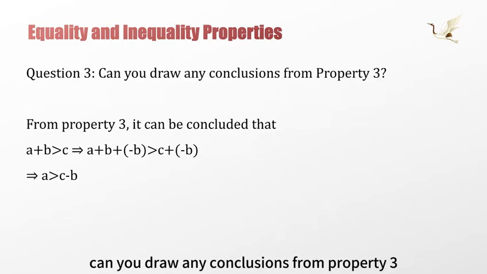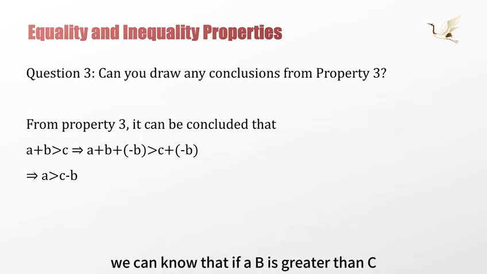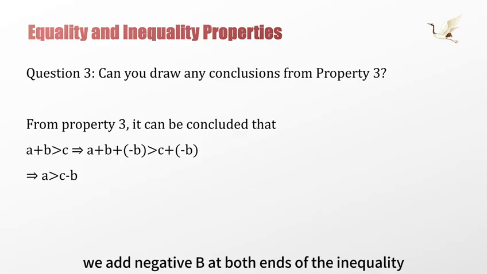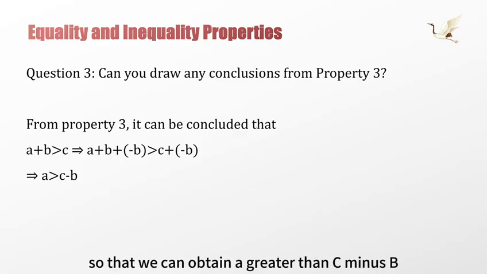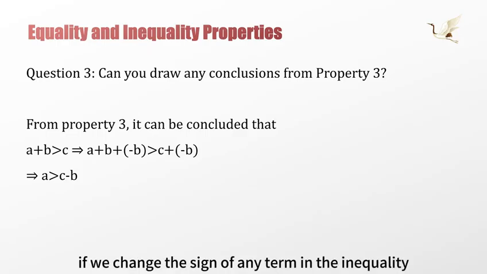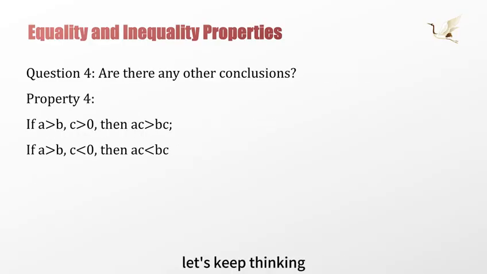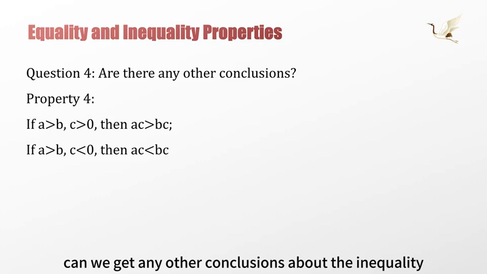Can you draw any conclusions from property 3? From property 3, we can know that if a plus b is greater than c, we add negative b at both ends of the inequality, so that we can obtain a greater than c minus b. This conclusion actually tells us that if we change the sign of any term in the inequality, we can move it to the other side of the inequality sign. Let's keep thinking. Can we get any other conclusions about the inequality?